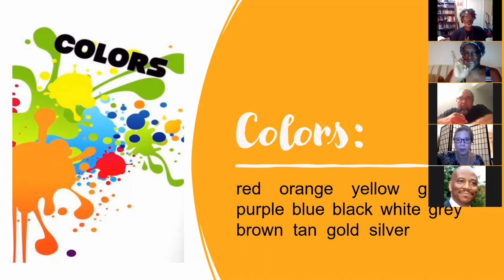Yellow would be alphabet Y. Shake it. Yellow. Green, the letter G. Shake it. Green. Purple is the letter P. Shake it. Purple. Blue, the letter B. Flick it. Blue.